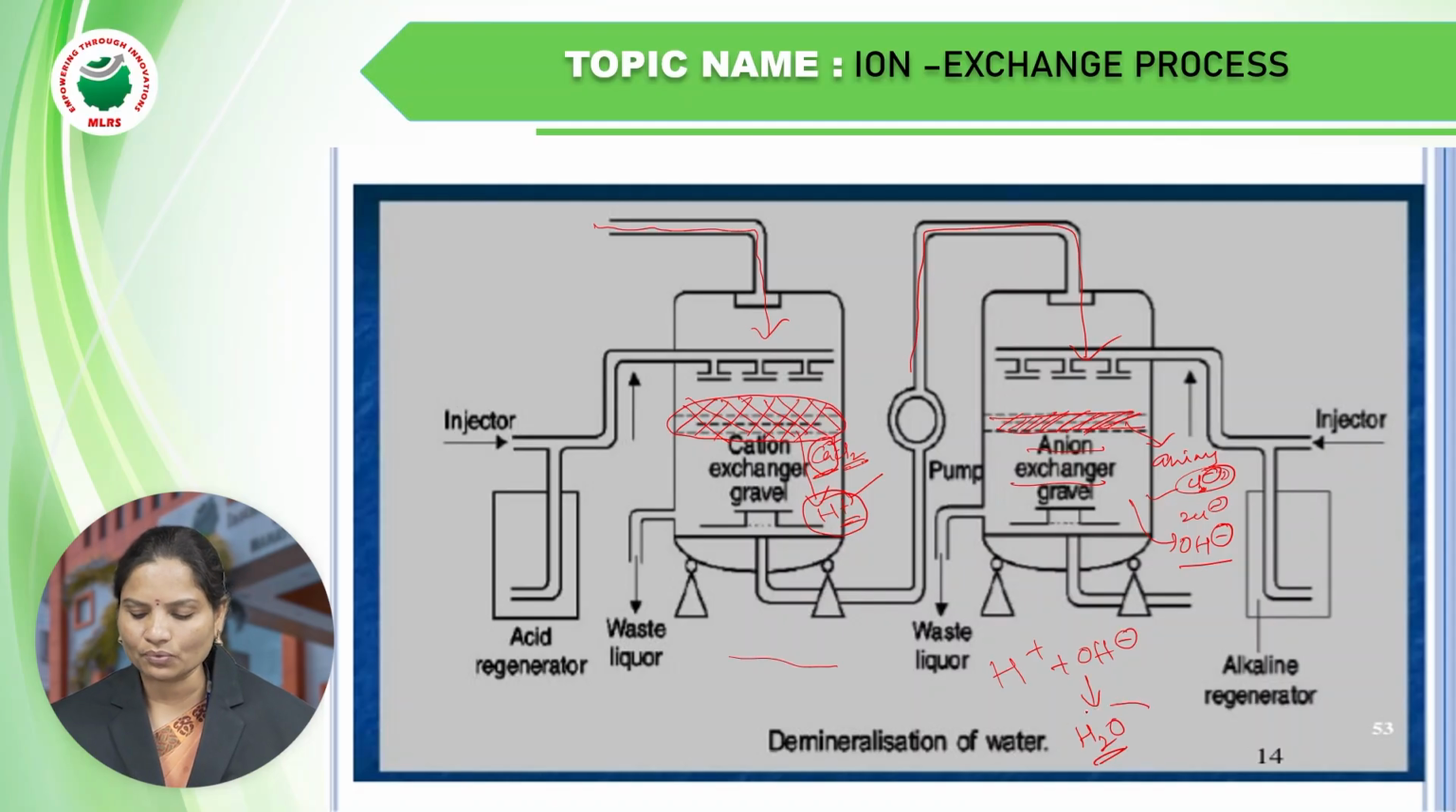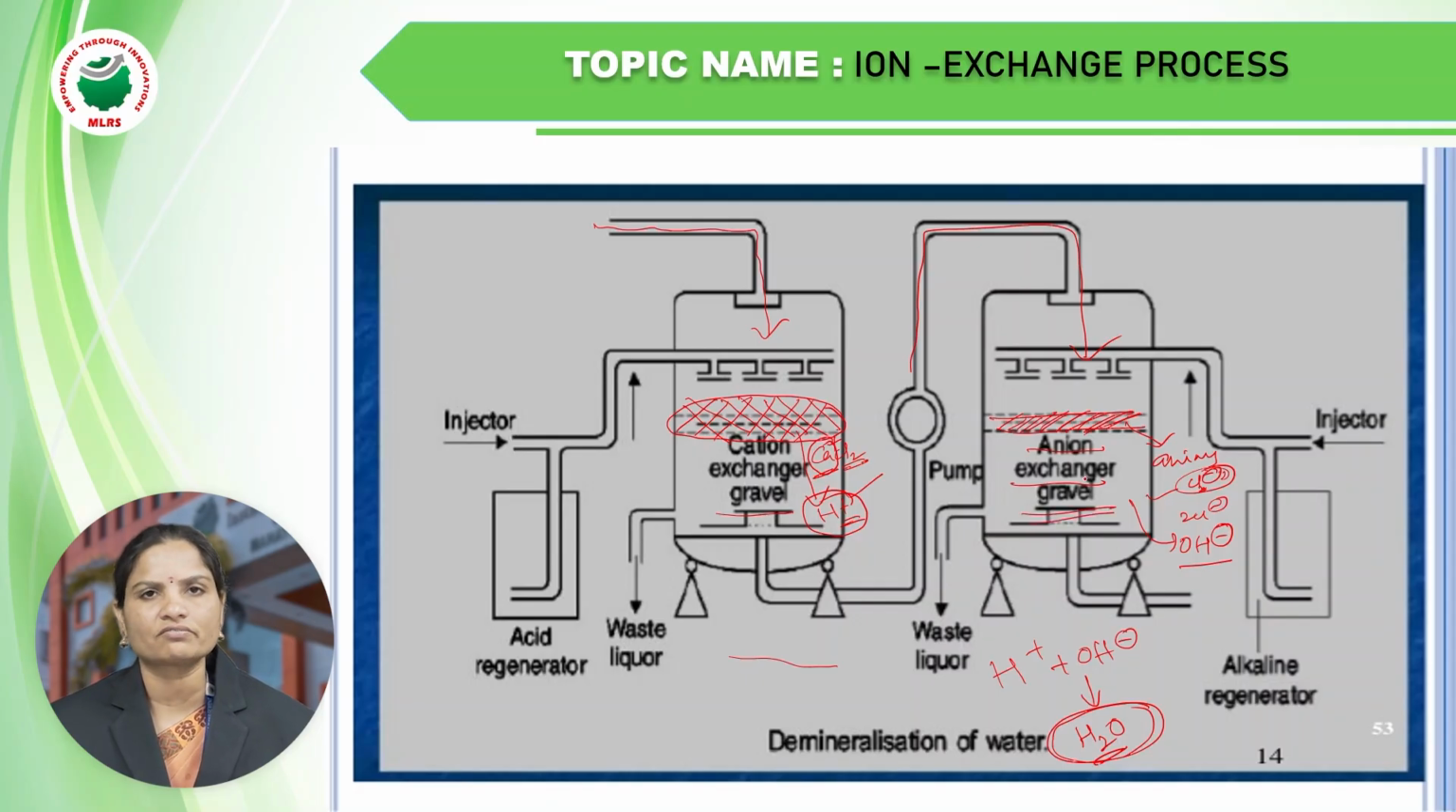This pure, softened water we collect in the demineralized chamber, that is our third chamber. If we want, we can use one more demineralized chamber in this process. So here we can make pure water using the cation exchanger gravels and the anion exchanger gravels.